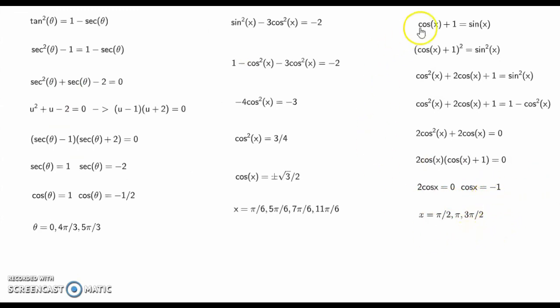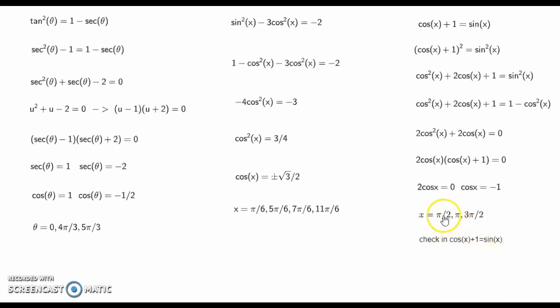However, we need to remember that we basically doubled the number of solutions by squaring everything. So it's possible, because we took this step of squaring everything, that we may have extraneous solutions. So we need to consider that. And the way you deal with that is we take each of these solutions and plug them into the original equation, cosine x plus 1 equals sine x.